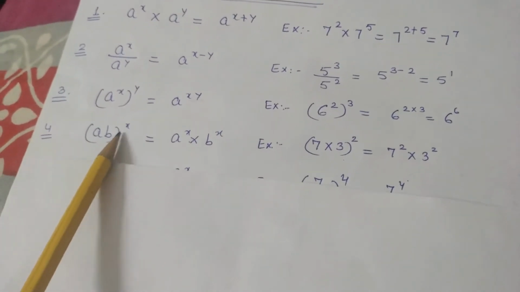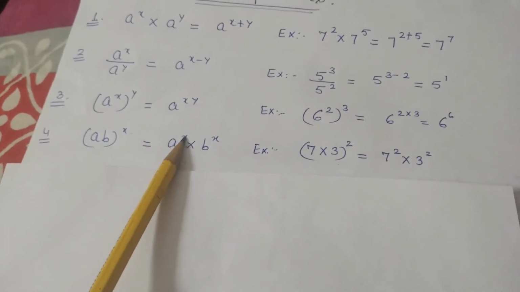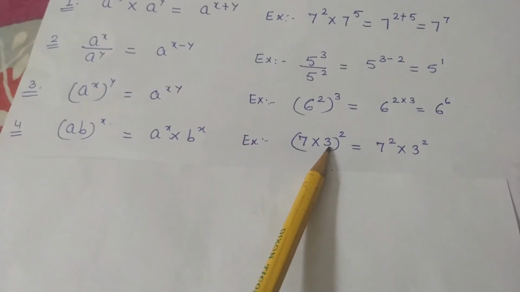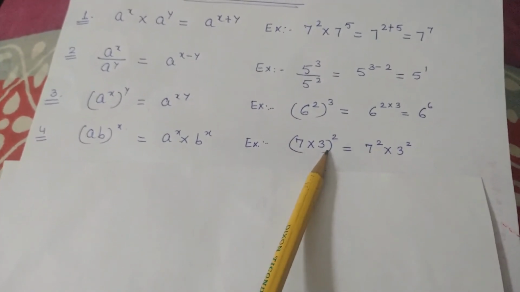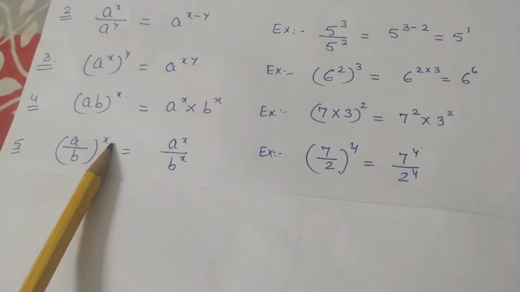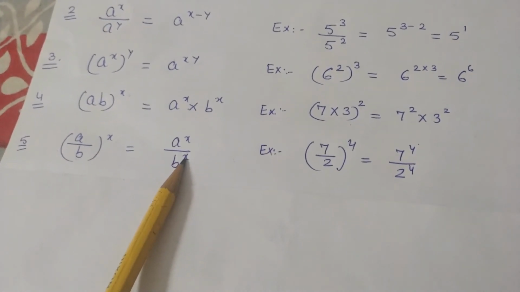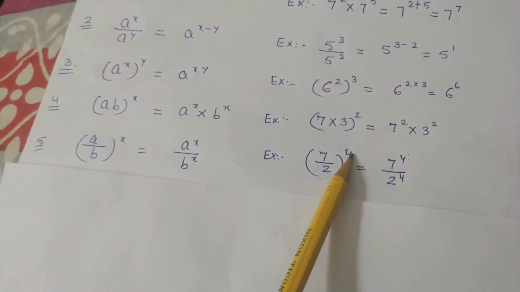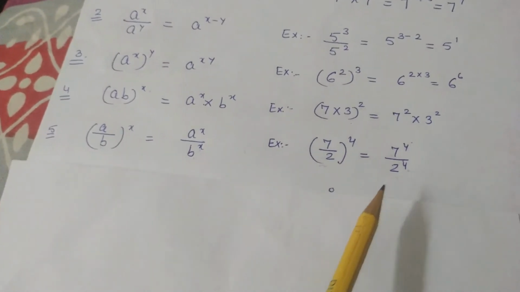Next law, ab whole power x. Now power is shifted to both. a raised to power x multiply b raised to power x. Example, 7 into 3 whole power 2. So this 2 can be 7 raised to power 2 into 3 raised to power 2. a upon b whole power x can be a raised to power x divided by b raised to power x. Example, 7 upon 2 whole power 4. So it can be 7 power 4 upon 2 raised to power 4.